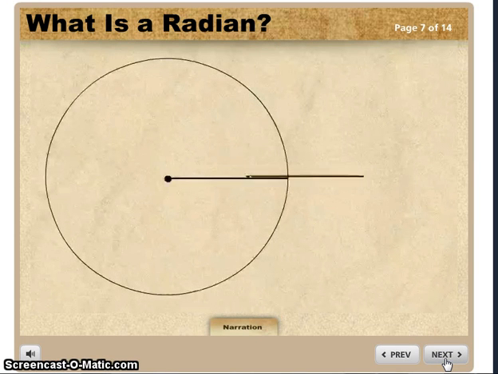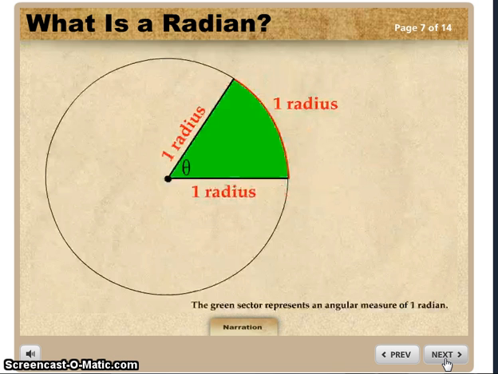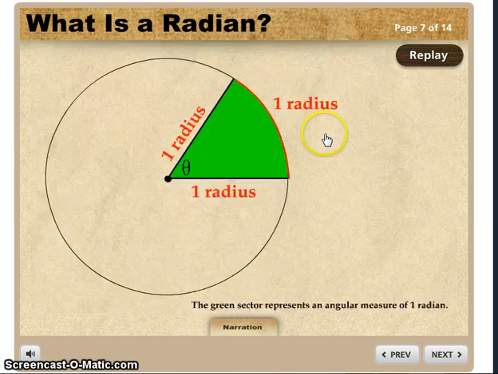This is subtended by an arc equal to the length of the radius. The green sector represents an angular measure of 1 radian. For an angle to subtend an arc, or an arc to subtend an angle, I've seen it written both ways. It just means that when you draw the angle from the central angle of the circle, the two rays that form the angle cut off a section of a circle, and this is the arc subtended by that angle.